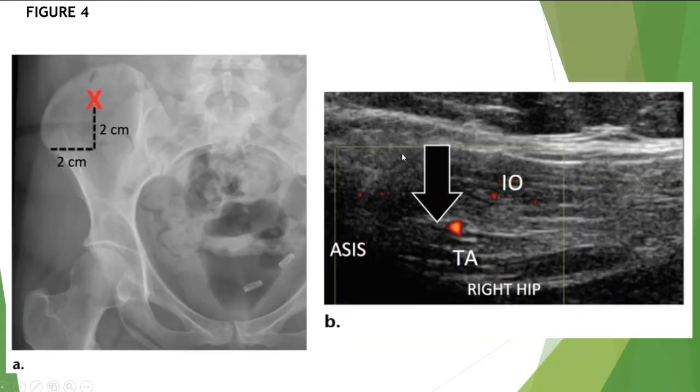Okay, so in figure 4 you have another way of illustrating the same thing. This is also an ilioinguinal nerve block. You have an anteroposterior hip radiograph that shows the target site. Interestingly enough, it's 2 centimeters medial and 2 centimeters superior to the anterior superior iliac spine. So it's an easy way to reference it, marked by the X there.